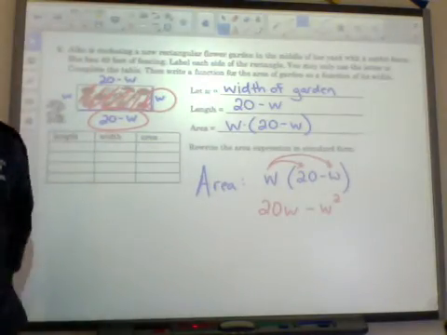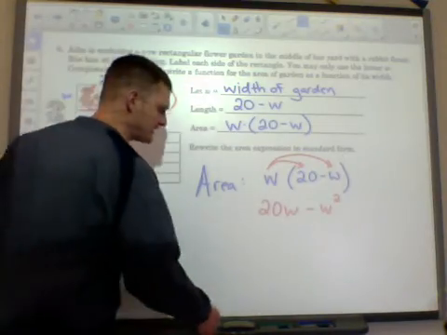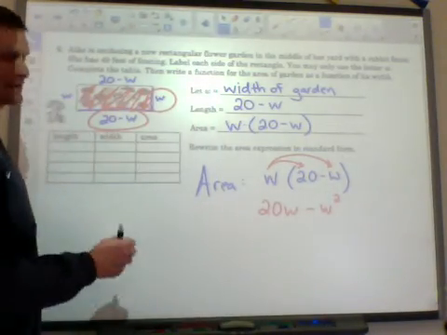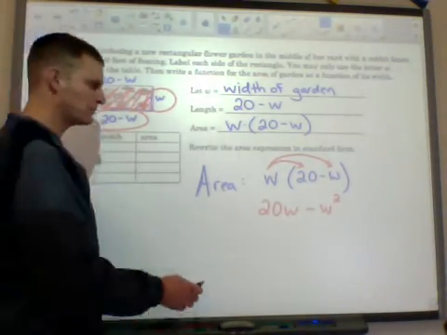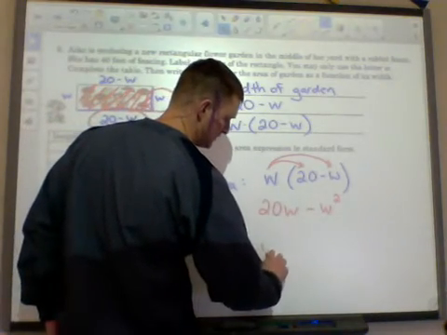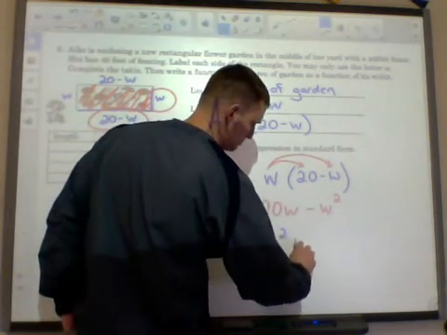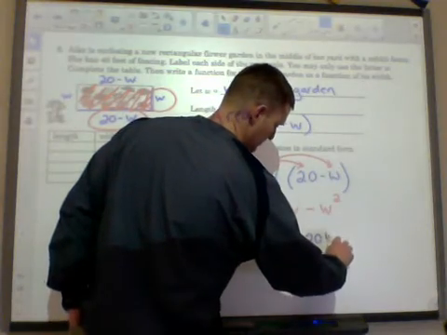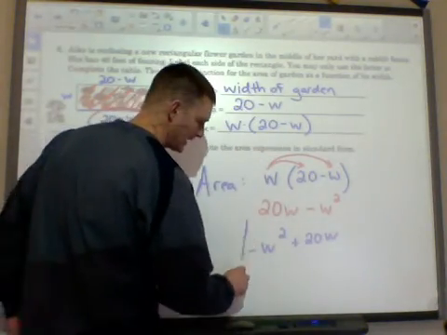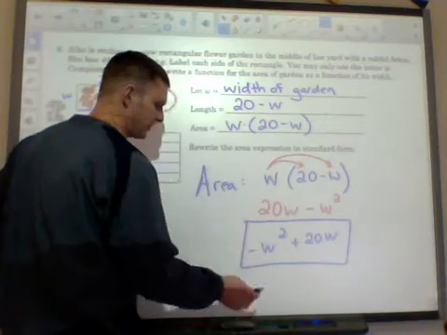And we would be able to stop right there, except for the fact they want it in standard form. That means that the W squared has to come first. So when we write this, we should write the minus W squared first, and then plus 20W. That's the expression in standard form.